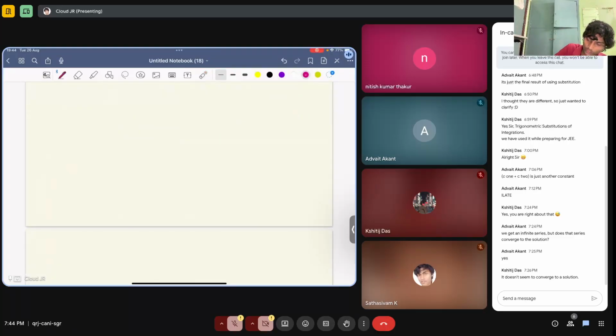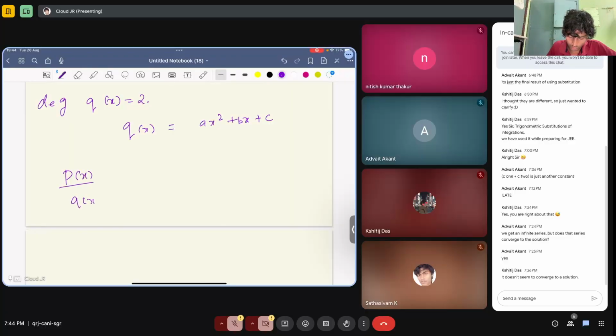Okay, so let's do the next part. Degree of q of x, let's say it is 2. In this case, how does your q of x look? Your q of x looks like ax square plus, let's say, bx plus c, right? Now what happens is your p of x by q of x, you do the long division first. Here you start and do the long division.